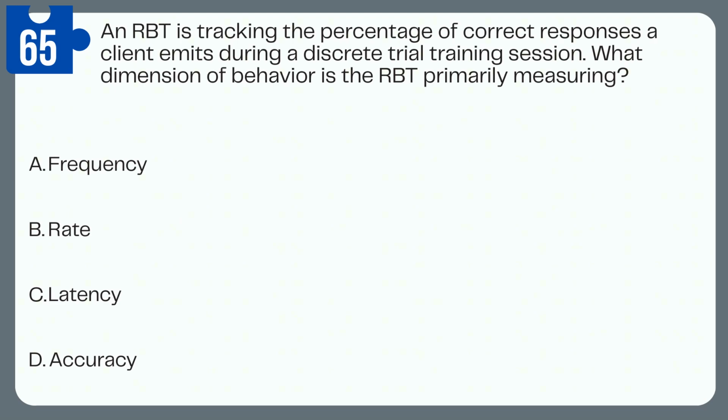Question 65. An RBT is tracking the percentage of correct responses a client emits during a discrete trial training session. What dimension of behavior is the RBT primarily measuring? A. Frequency. B. Rate. C. Latency. D. Accuracy.